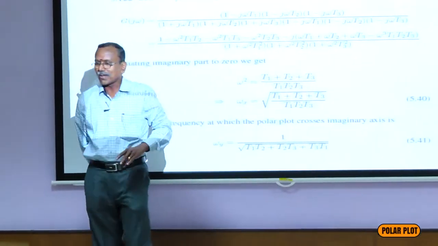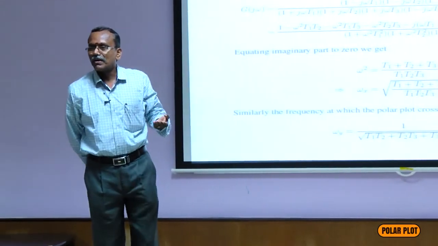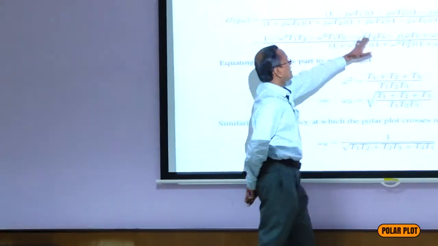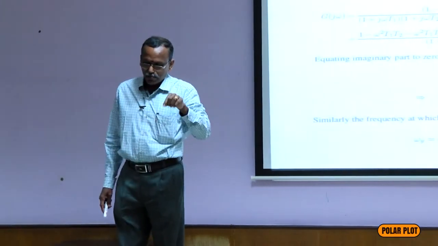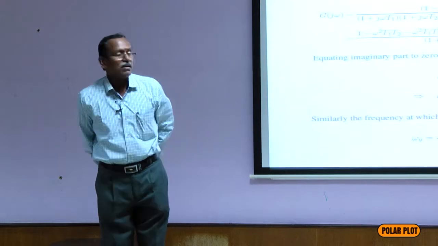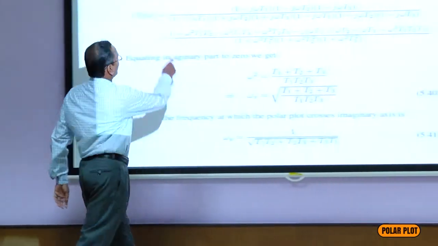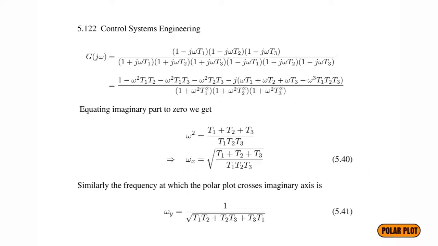Multiply the numerator and denominator by the complex conjugate. Denominator becomes pure real. Then separate the real part and the imaginary part. If you equate the imaginary part to 0, you will get the point of intercept at the real axis. Similarly, if you equate the real part to 0, you will get with what value of omega it will intercept the imaginary axis. That way I got omega x equal to a function of time constants, and omega y equal to a function of some time constants.